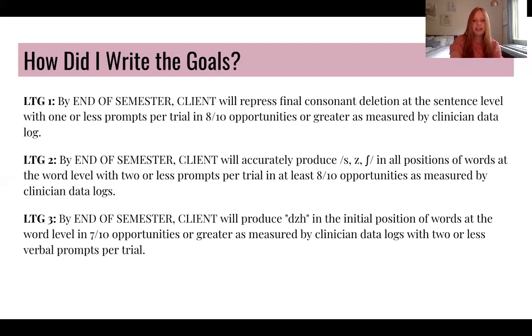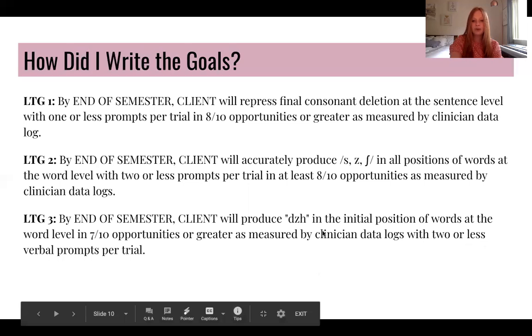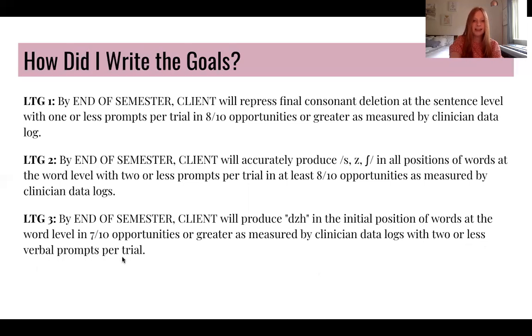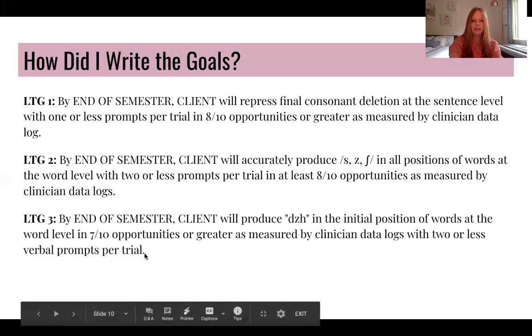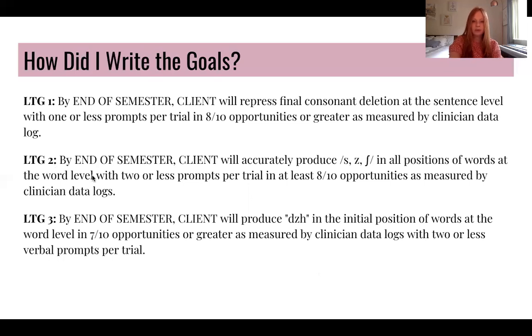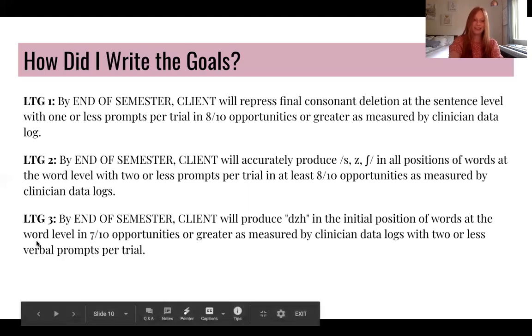The last thing that I wanted to point out is here we have 2 or less verbal prompts per trial at the end. So you can see here that it's the same information, it's just written in a different way. So in this goal, it's in all position of words, blah, blah, blah, with 2 or less prompts per trial, and then here it's the other way around. And that just kind of goes by preference. A lot of SLPs prefer to just include by clinician data log at the end of the goal. I'm not sure why. That's just typically how goals are written. And I think that's fine, but I also think it's fine if you write it this way, because you're still getting the same information in there.